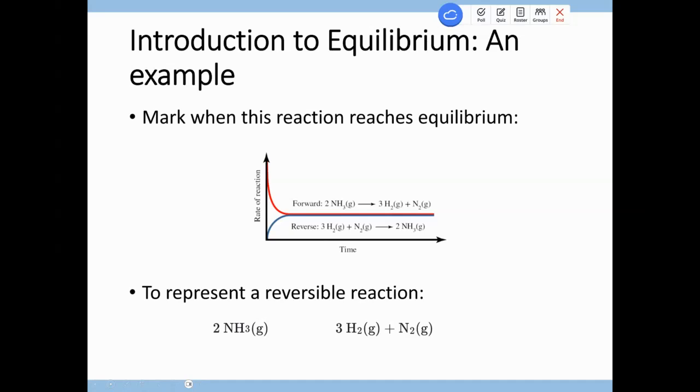The question here is to mark on this graph when that reaction reaches equilibrium. What point on the graph represents the start of equilibrium conditions? Mark it, and show someone next to you. In a few seconds, I'll ask for someone to explain.